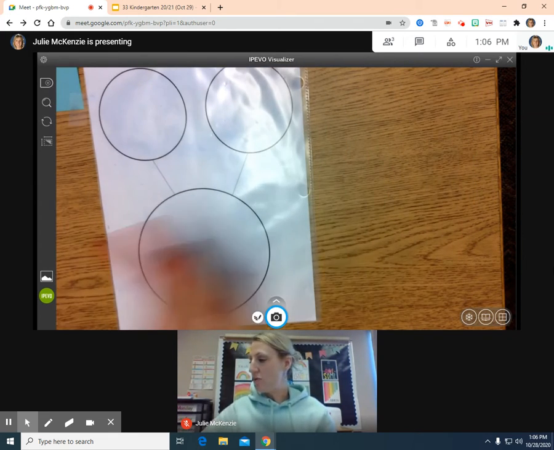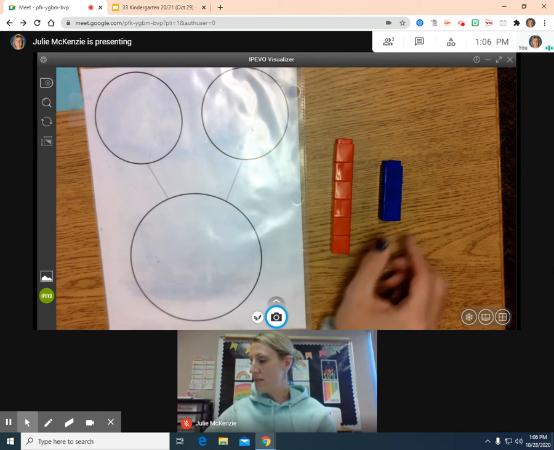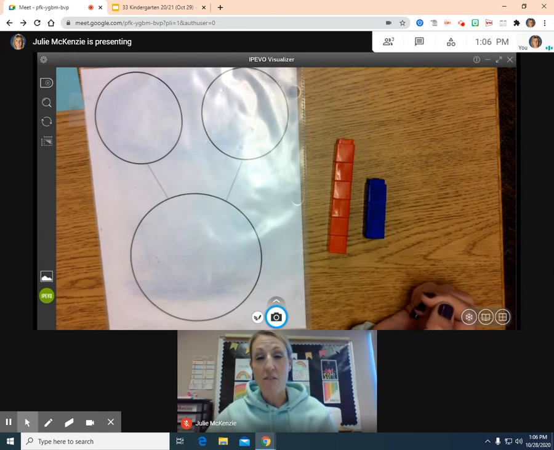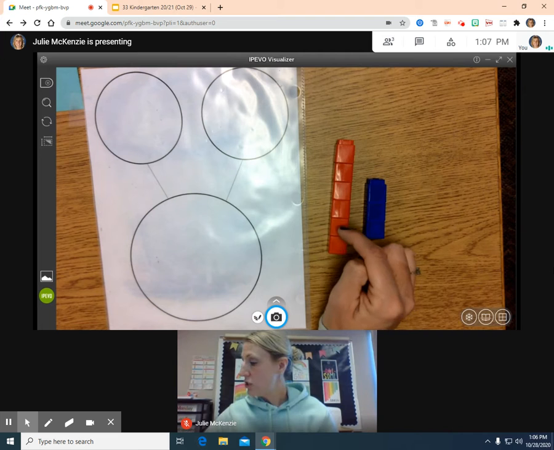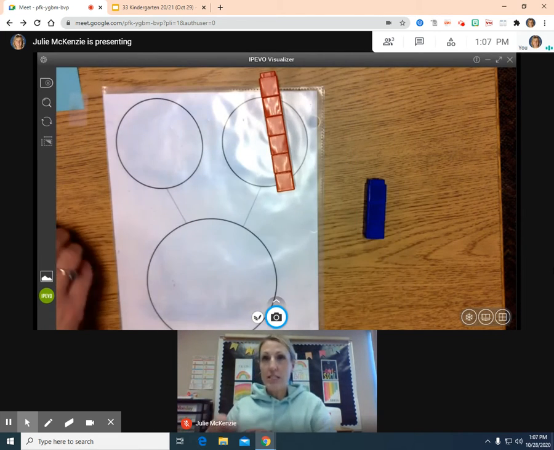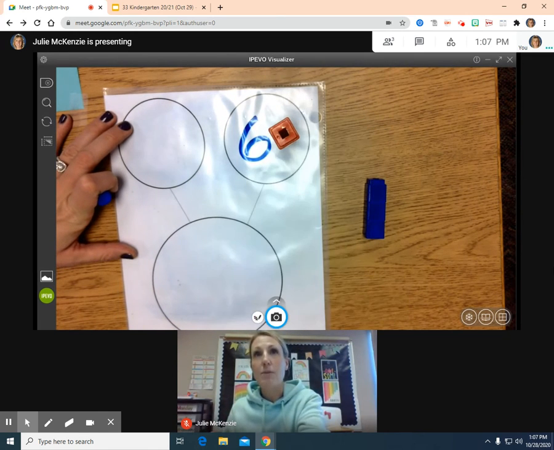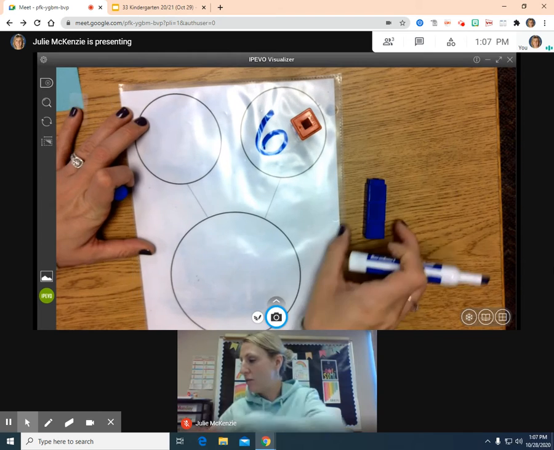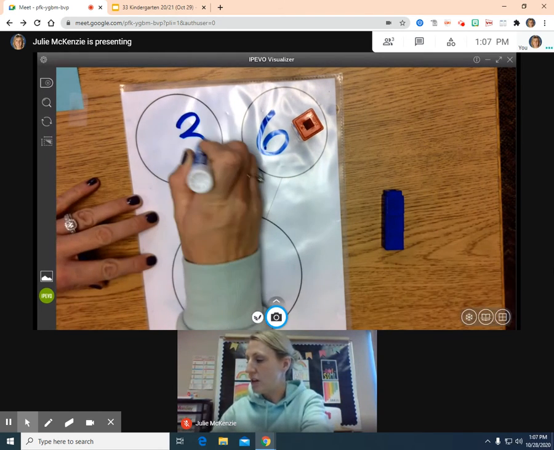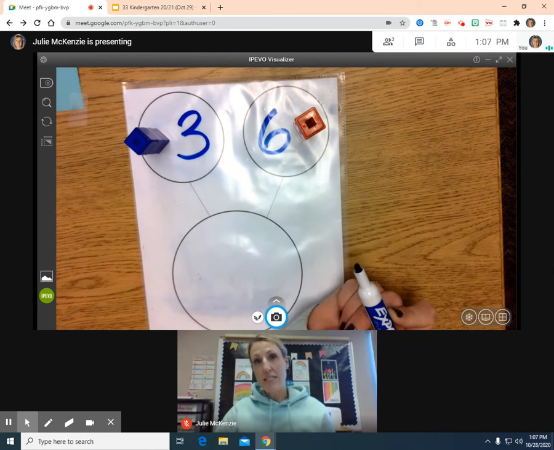I want to show you some linking cubes. I have this group, and these are going to be my parts. Let's count how many I have in each part. 1, 2, 3, 4, 5, 6. There are 6 cubes in this. I'm going to write a 6 on here. If I stand it up, you can't tell how many are there, but we'll stand it up. And then this has 1, 2, 3. This is going to go over here. So one part is 3, one part is 6.